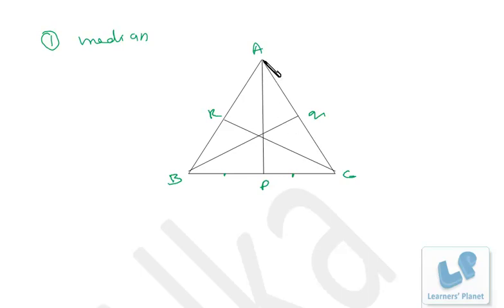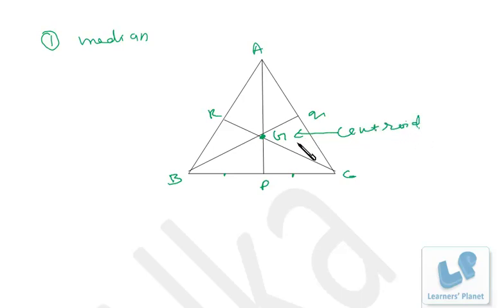That means if we join the midpoint of a side to the opposite vertex, it will form a median. The point of concurrence of all the medians is known as the centroid. We represent it by G. You can take any other symbol as well. So this is actually the centroid.